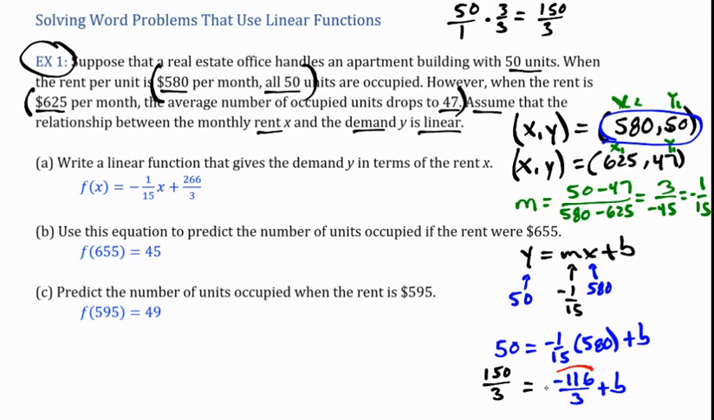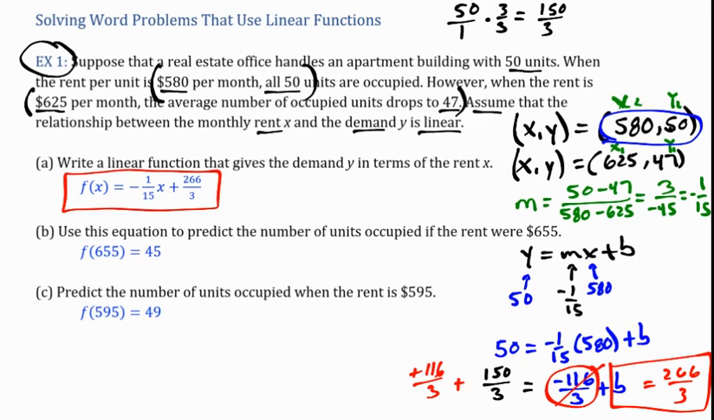So now we should be able to see that we're going to add 116 over 3 to both sides. It'll cancel from the right-hand side, and 116 plus 150 will give us 266 in the numerator and 3 in the denominator, and that will be our b value. So slope is m, which is negative 1 over 15, and y-intercept is 266 over 3, and that is the linear function that we have written here.